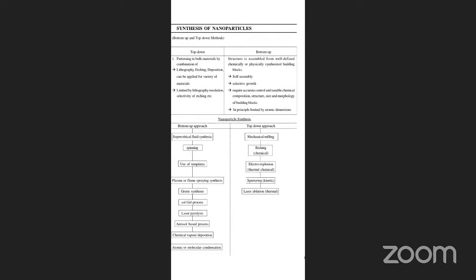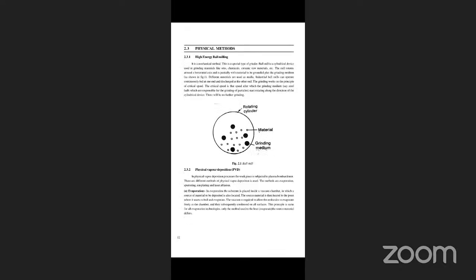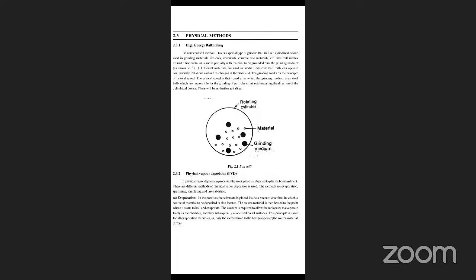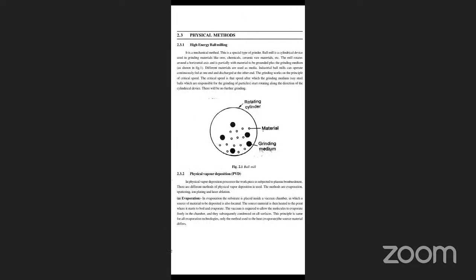Next, physical methods. In the first one, high energy ball milling is over, and physical vapor deposition (PVD) is started. In the physical vapor deposition process, the workpiece is subject to plasma bombardment. There are different methods of physical vapor deposition used. The methods are evaporation, sputtering, ion plating, and laser ablation.